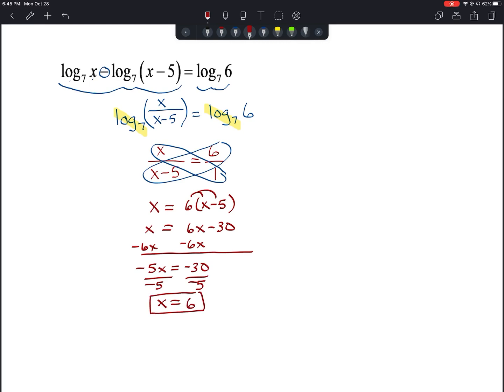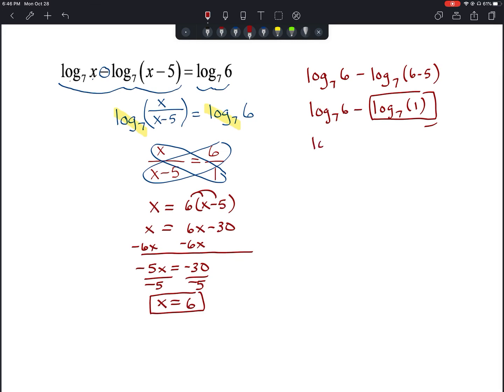Let's check it here, and we plug it in. We'd have log base 7 of 6 minus log base 7 of 6 minus 5. When that simplifies, that's log base 7 of 1, and this is log base 7 of 6. You know that this really has the same value as 0, right? Because 7 to the power of 0 would equal 1. So it actually holds true if you want to go all the way through and check it. Log base 7 of 6 equals log base 7 of 6. So x has to equal 6. Awesome. Let's move on here.